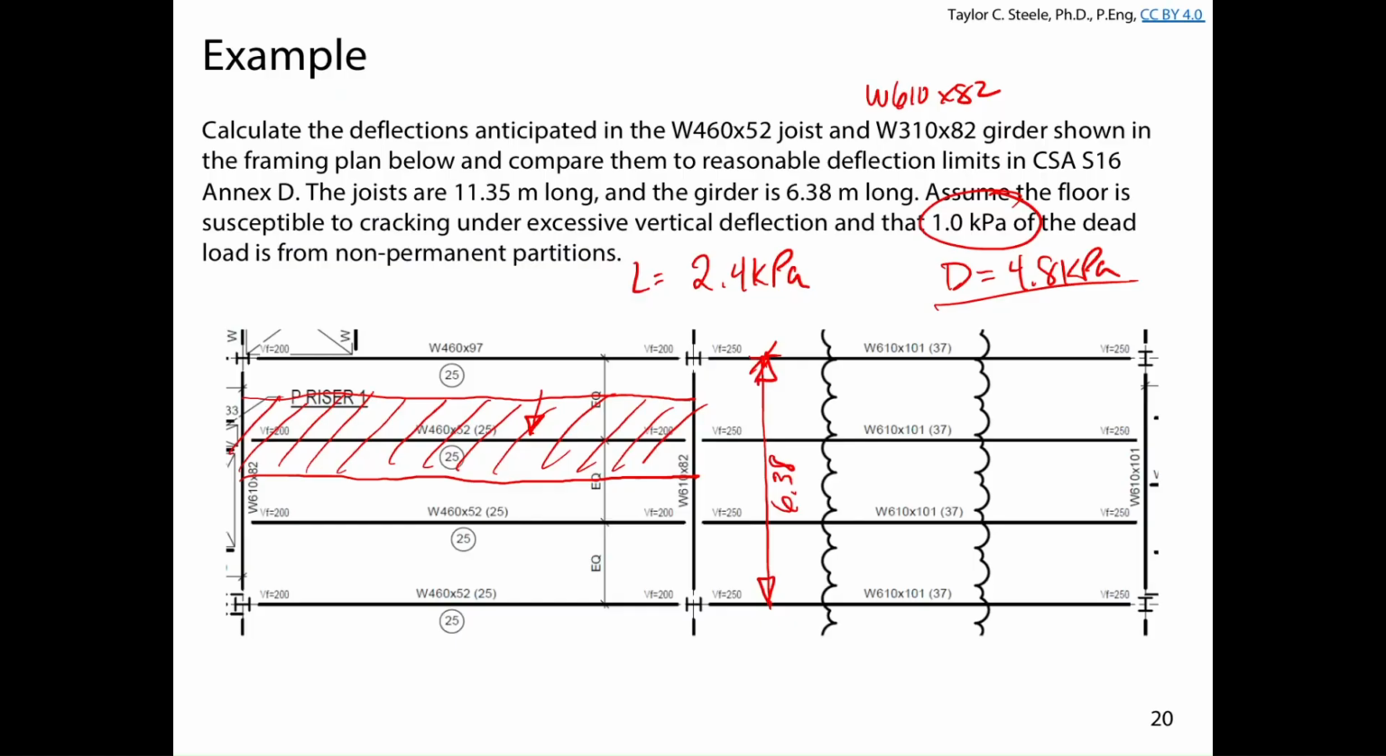Okay, so we need to know the tributary width. We've got 1, 2, 3 spacings of joists. And so the tributary width for our joist here is going to be equal to the length of the girder divided by 3 spaces. That's 6.38 meters divided by 3. And so when we do that, we end up with 2.127 meters.